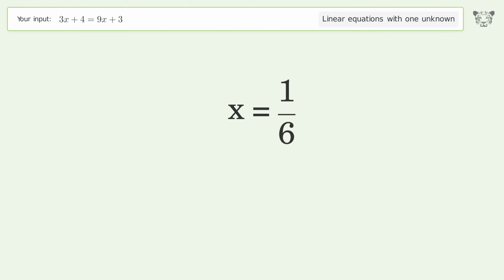And so the final result is x equals 1 over 6.